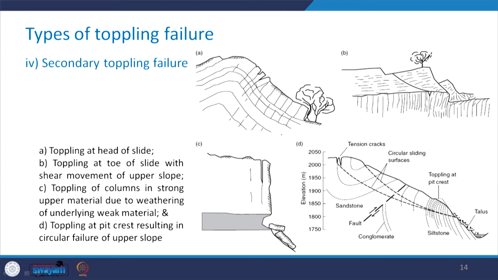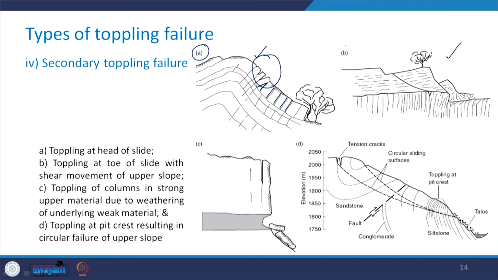There are few secondary toppling failures which also take place. So, some of these have been mentioned in this figure. This portion of the figure, which is part A, shows the toppling at the head of the slide. You can take a look that here you have the steeply dipping joints and the toppling is taking place at this location.